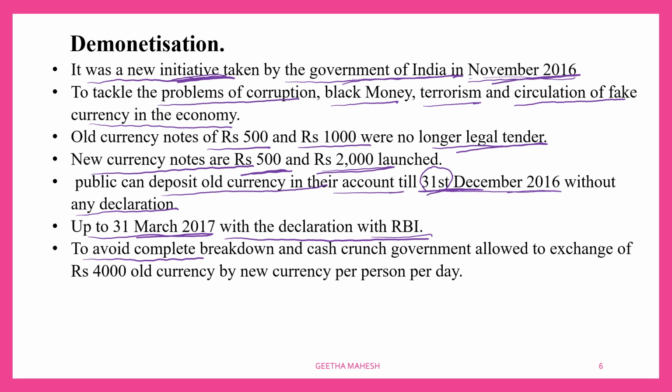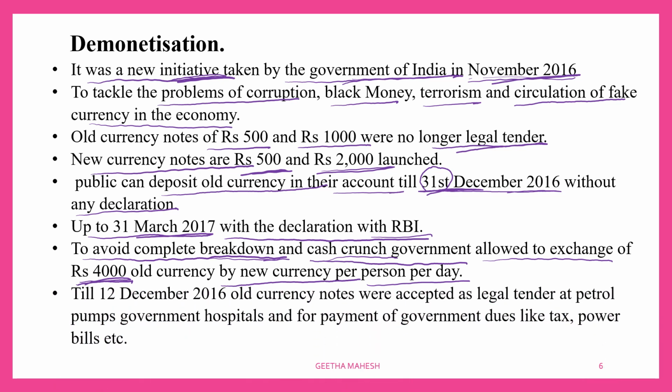To avoid a complete breakdown and cash crunch, the government allowed exchange of up to 4,000 rupees of old currency for new currency per person per day. So, per day, per person, they can deposit old currency and withdraw new currency up to 4,000 rupees.